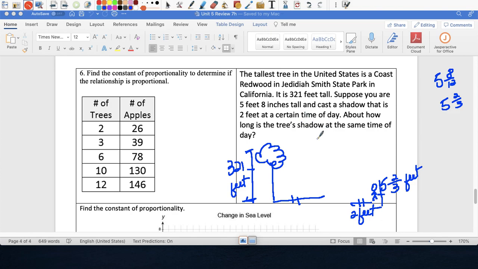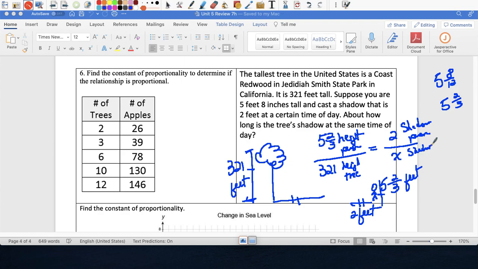So same proportion, we get 5 2/3, which is the height of the person, which corresponds with the height of the tree, which is 321. And that ratio, if they're similar, has to be equal to the ratio of the other two sides. So the shadow of the person, which is 2, corresponds to the shadow of the tree, which I don't know. And from here, we just cross multiply. So we're going to multiply 321 times 2 and divide that by 5 2/3.